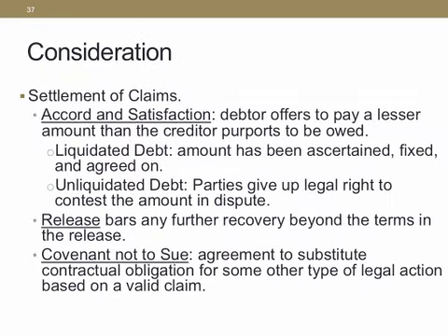It could be settlement of claims. Accord and satisfaction is when you've got a creditor and debtor typically, and the creditor agrees to accept something different than the debtor originally promised to pay to discharge the debt. Could be a release, covenant not to sue.